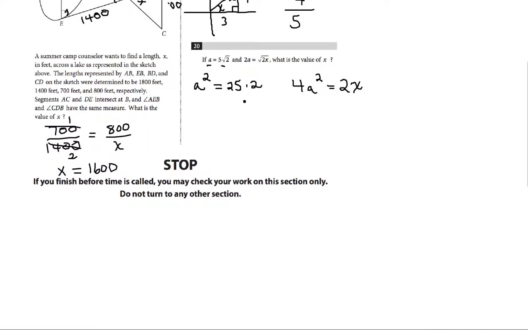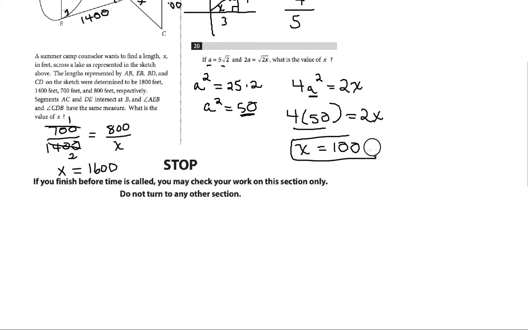I'm going to solve the first one. I'm just going to write a squared equals 50. And you can see there's an a squared right here. So I'm going to take my 50 and put it in for a squared because it says a squared equals 50. So we get 4 times 50 equals 2x. And if I divide both sides by 2, I get x equals 100. This is going to be 200, and if I divide it by 2, we get 100. So that is your answer for that.